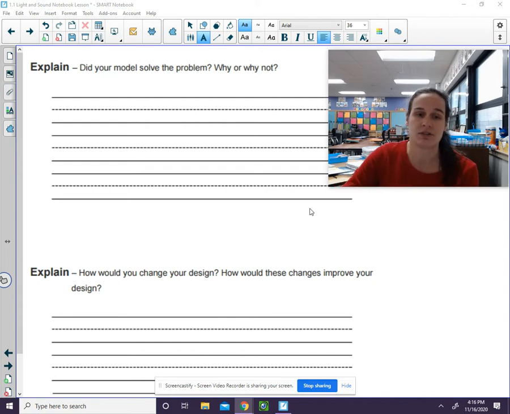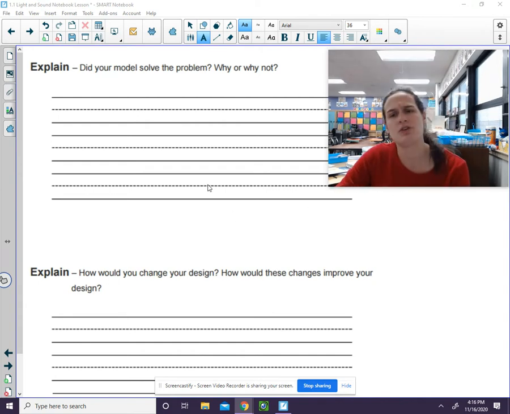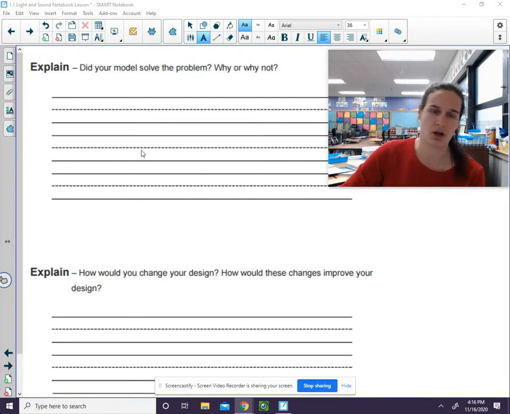Let's start by answering this question. So we are on page 20 from the launch log pages. It says, did your model solve the problem? Why or why not? So think, was your caregiver able to hear or see your device from another room?